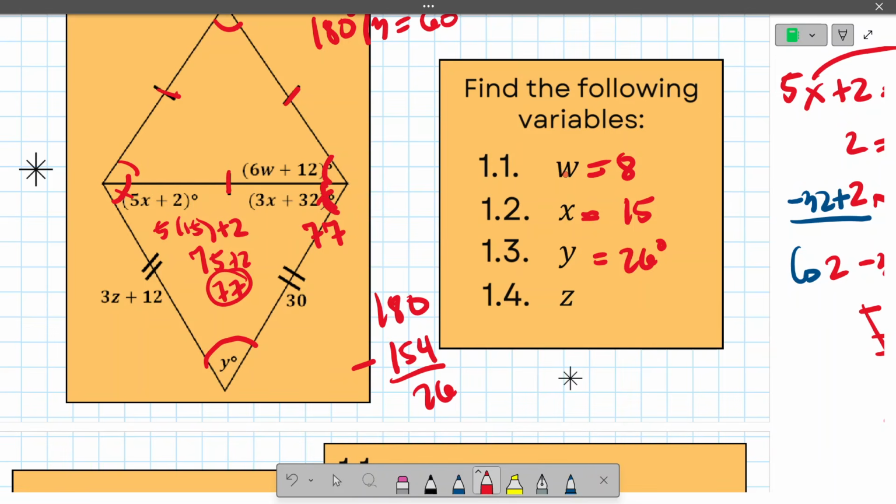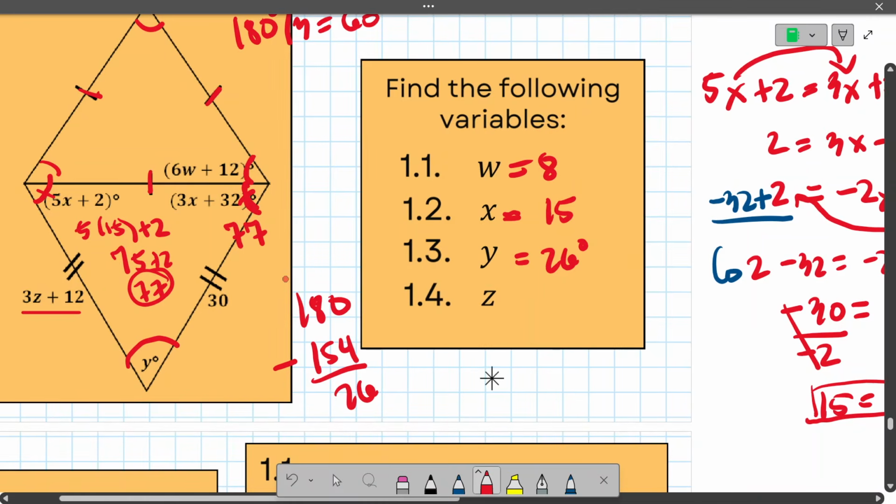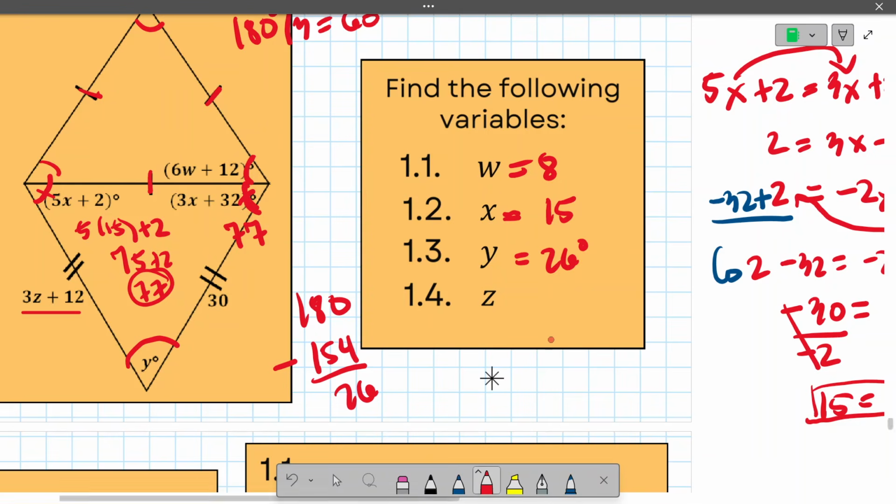Go. Let's go for Z. Saan si Z? Ito. Side siya. And this side here is congruent to this side, making this value 30 and this expression equal. So dito na lang ako magsulat, no? So we have 30 equal lang siya sa 3z plus 12.